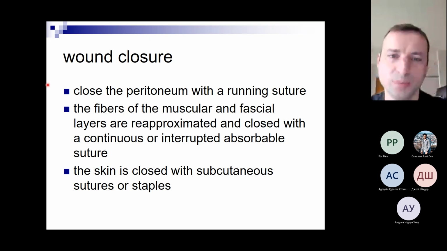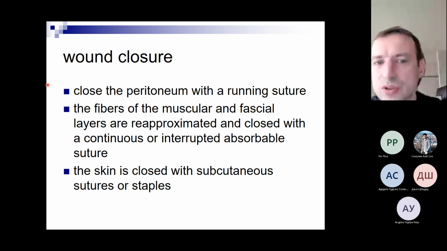First of all, close the peritoneum with a running suture. The fibers of the muscular and fascial layers are reapproximated and closed with a continuous or interrupted absorbable suture. The skin is closed with subcutaneous sutures or staples.